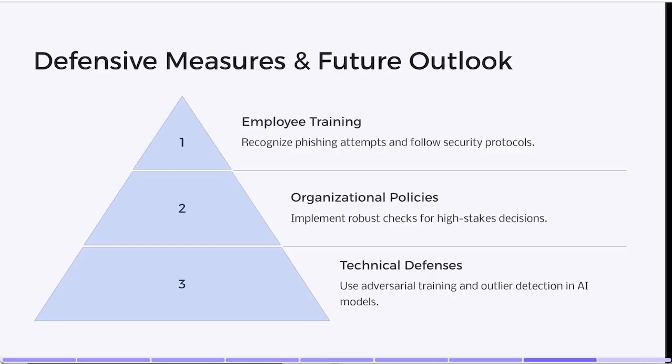To safeguard against these real-world adversarial threats, consider technical defenses. Adversarial training: incorporate known attacks into the model's training set. And model distillation or outlier detection, techniques that make models less sensitive to small perturbations or detect unusual outputs. Organizational measures. Employee training to recognize phishing attempts, and policy and compliance. Ensure robust checks for high-stake decisions.